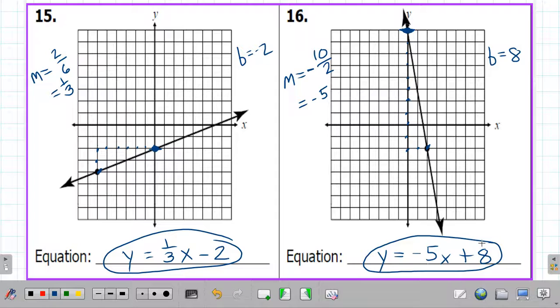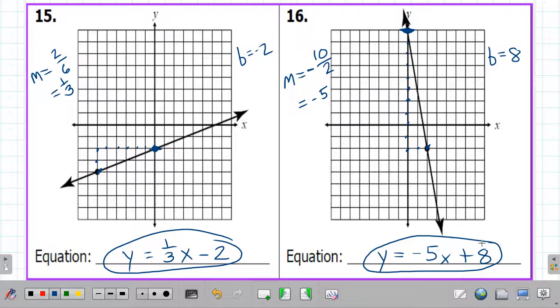And like I said, you can actually practice this. If you know how to do the graphing on the graphing calculator, type these equations in, and you can make sure that the equations match with the lines that they have graphed. Okay.